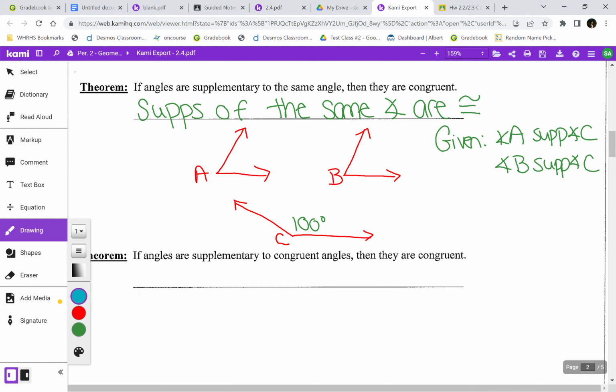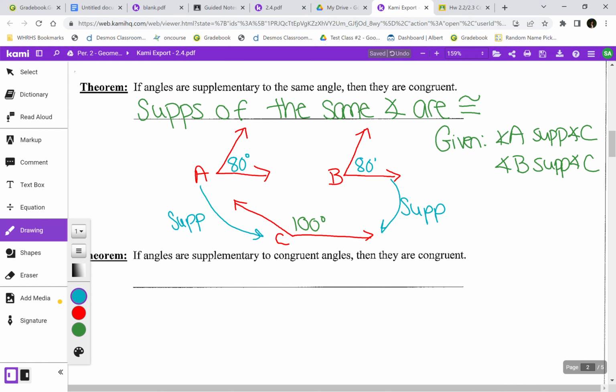Well, if angle A is a supplement to angle C, what does that mean the measure of angle A has to be? Nora? 80. Since A is a supplement to C, we know they have to add up to 180 together. If B is a supplement to C, what does that mean angle B has to be? 80. So what can we conclude about angle A and angle B? They are congruent. Yeah, they are congruent.